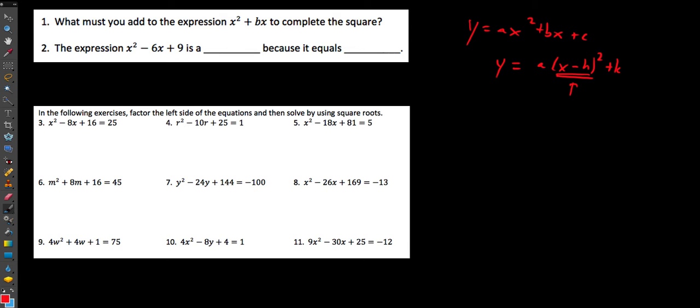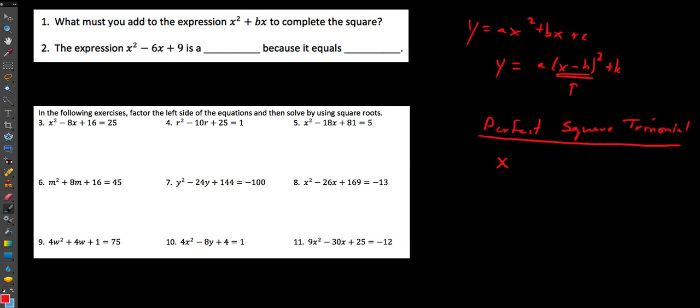So we're going to start with just some basic vocabulary. It says, what must you add to the expression x squared plus bx to complete the square? One thing we want to make sure that we write over here is this. This is called a perfect square trinomial.